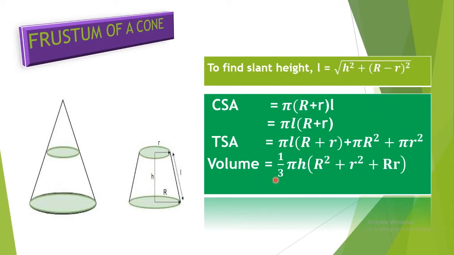Volume is nothing but, like a cone, 1 by 3 pi h. Instead of r square we will take capital R square plus small r square plus capital R into small r.